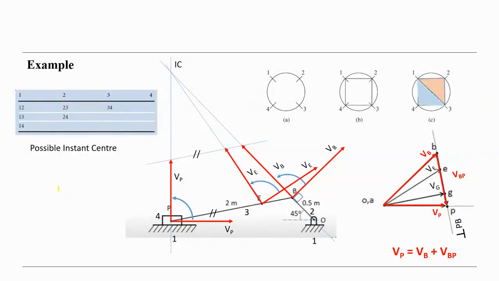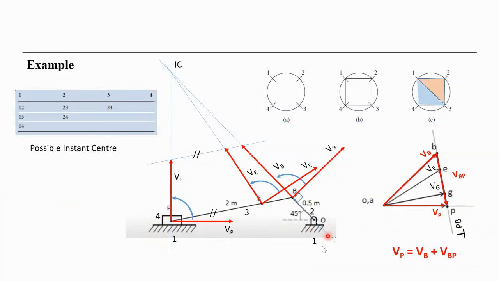So let's come here. You may remember from our previous lessons that using the graphical way, since we know the speed of VB, we can assign the VB, and the relative velocity of B to A, B to P. We know the directions, and we also know the direction of the relative velocity V, B about the point P. This direction must be perpendicular to BP.